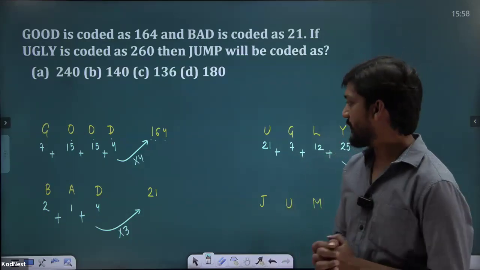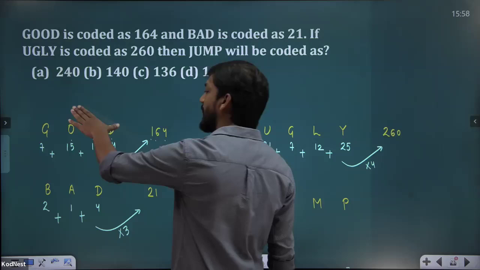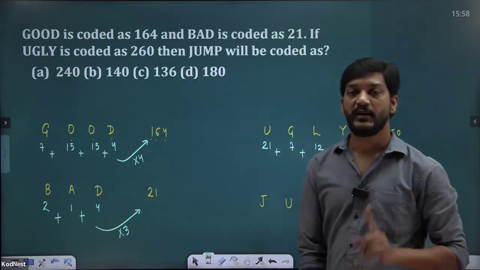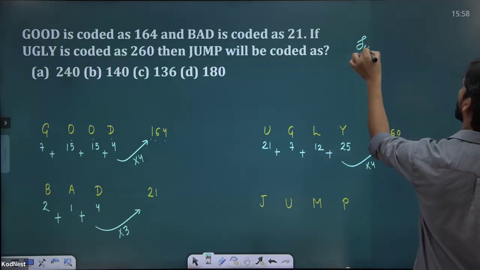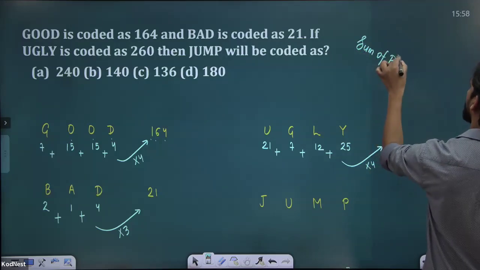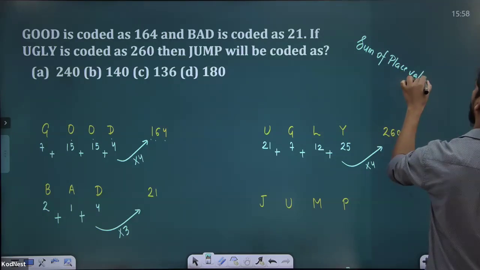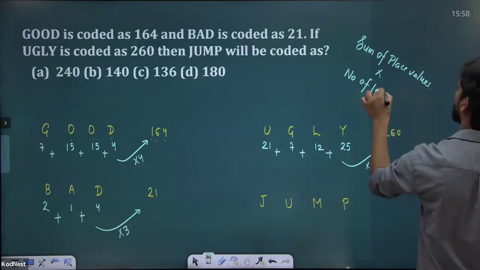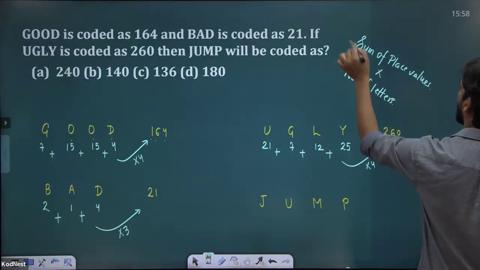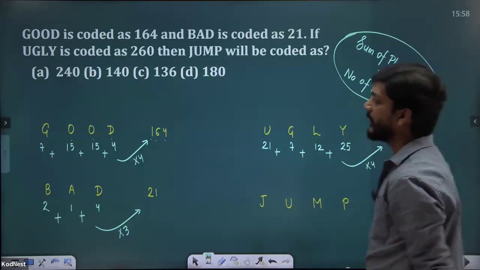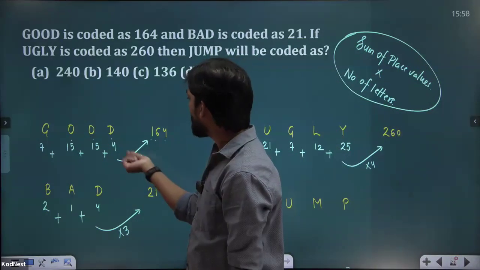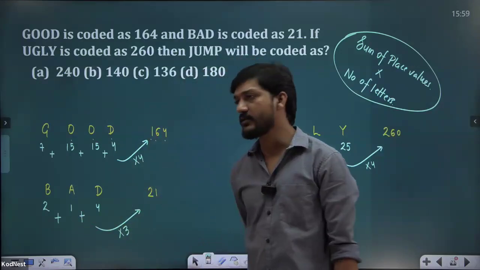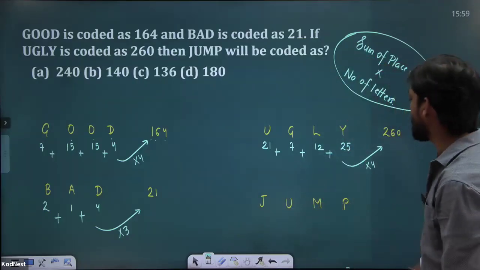Okay, number of letters. So my dear, we are writing the place values, calculating the sum, multiplying by number of letters. So the code actually is the sum of place values multiplied with number of letters. This is the code. So calculate the sum of place values, multiply with number of letters, you will get the code. The same you have to apply for this also.